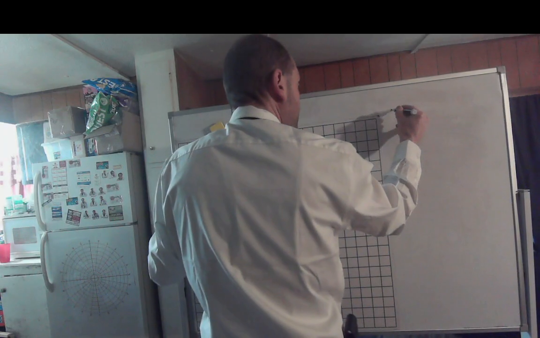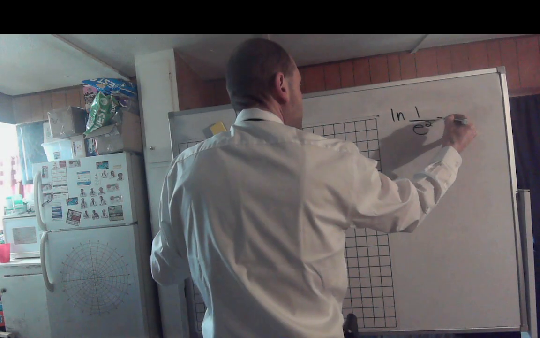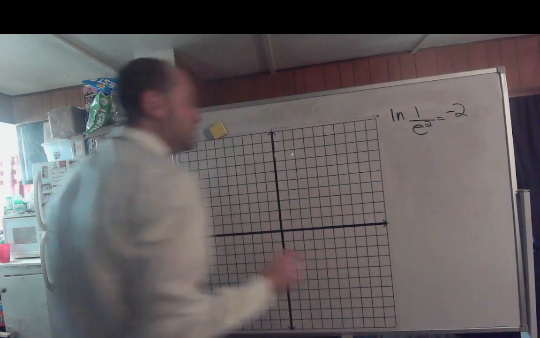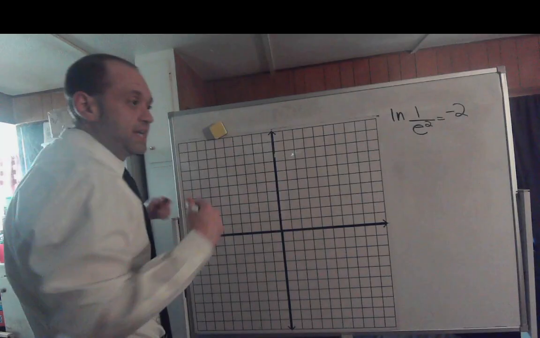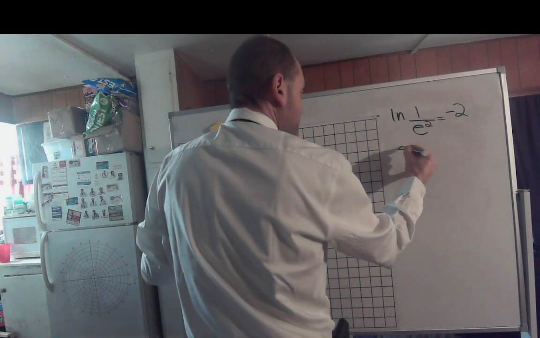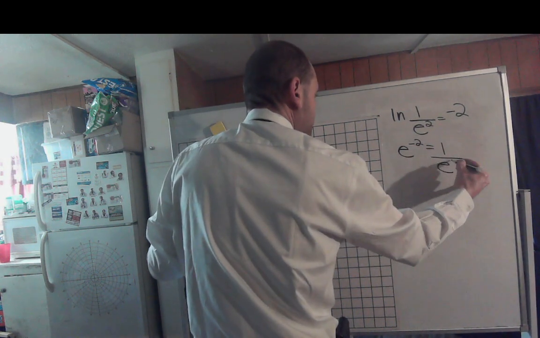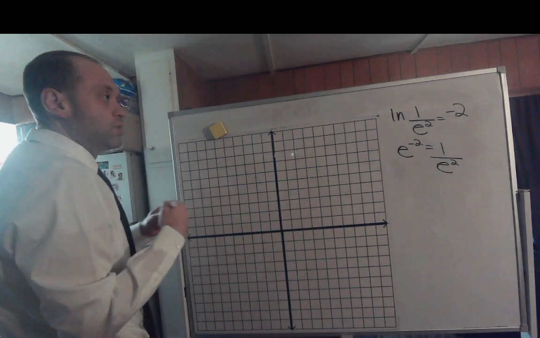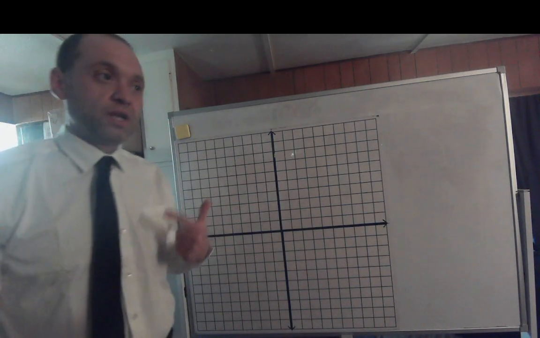Let's say that the ln of 1 over e to the second equals -2. So we have the ln of 1 over e to the -2 equals -2. Well, that's the same as saying that e to the -2 equals 1 over e to the second, which we know is also true. So that's how natural logs work. Now we're going to work backwards. We're going to be given some exponential notations, and we're going to convert it into logarithmic notation.